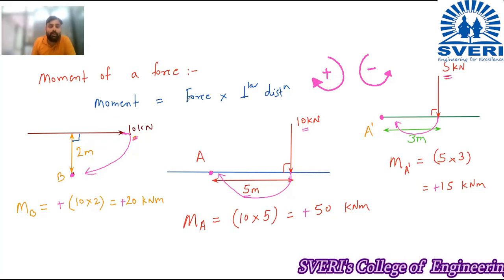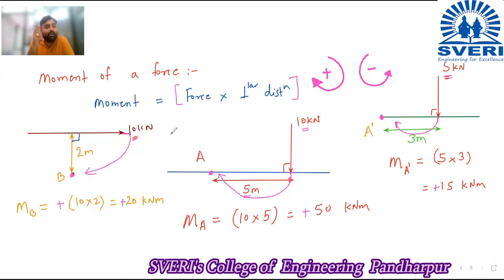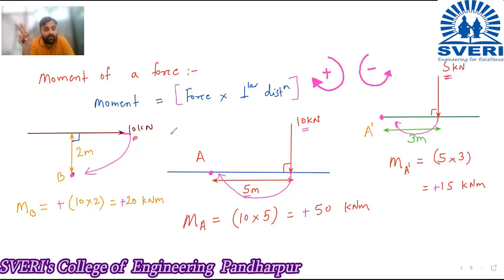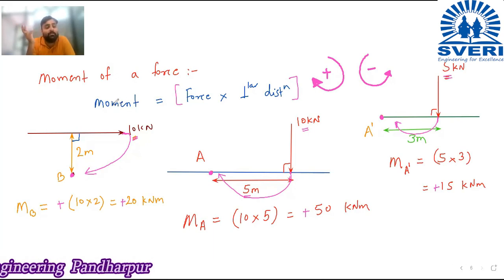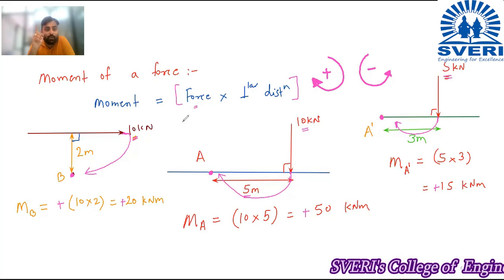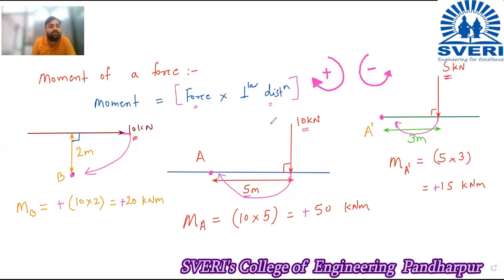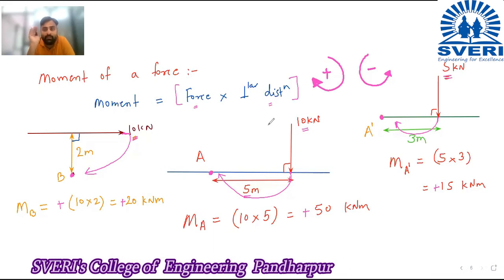So now moment is force into perpendicular distance. This is the formula. So moment is a quantity which is the product of two quantities, so this moment can be zero also. Under two conditions this moment can become zero. First, if the force is zero, then moment will become zero. Or if this perpendicular distance is zero, then also the moment will become zero. Now how, that I will tell you.